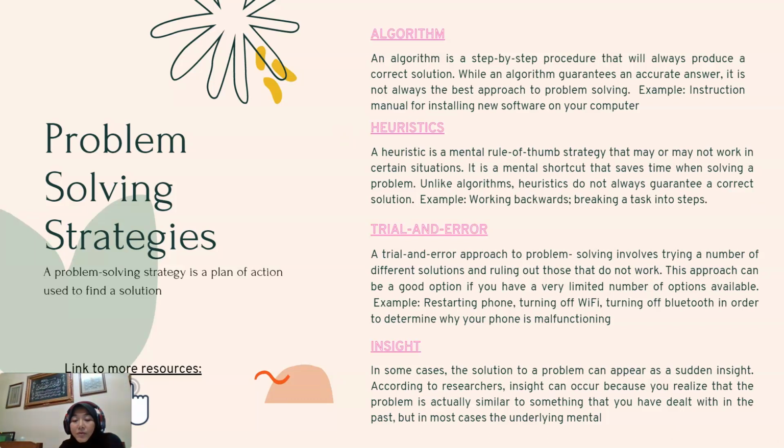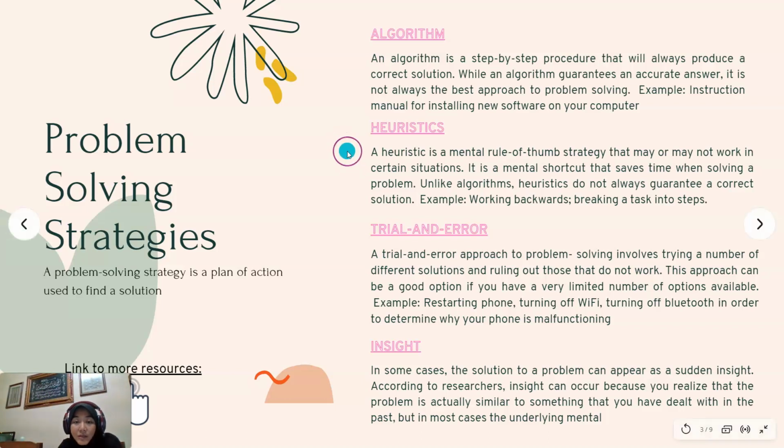For example, you propose working backwards. You want to solve a problem, you identify the solution, so you will start from the solution itself, not the problem. That is the meaning of working backwards. Then breaking a task into steps. Sometimes it is the best way if you have a very complex problem, so you divide it into smaller problems, then you solve them one by one.